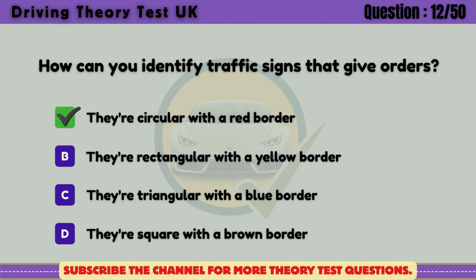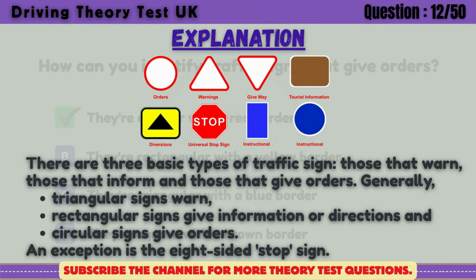Answer is A. They're circular with a red border. There are 3 basic types of traffic sign: those that warn, those that inform, and those that give orders. Generally, triangular signs warn, rectangular signs give information or directions, and circular signs give orders. An exception is the 8-sided stop sign.